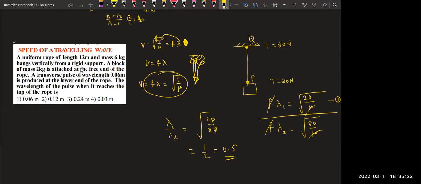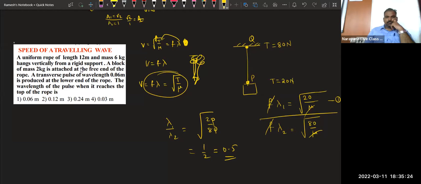Sir, they gave lambda 1. We can substitute. Okay, sorry, he's asking lambda 2, students. Okay, very good. Lambda 1 by lambda 2 equal to 1 by 2. I want lambda 2 now. Lambda 2 equal to how much? 2 times lambda 1. What is the lambda 1 value?